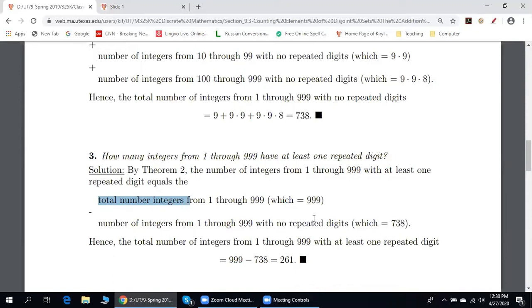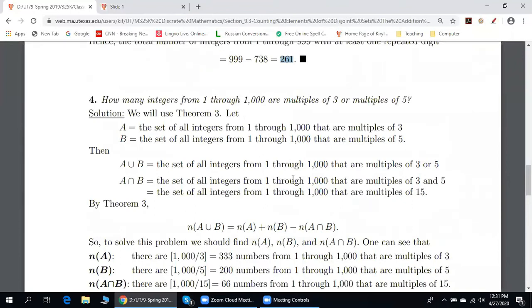So the answer is 999, which is over here, minus 738, which is over here. Next, how many integers from 1 through 1000 are multiples of 3 or multiples of 5?